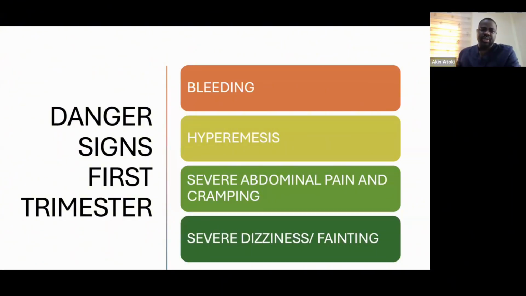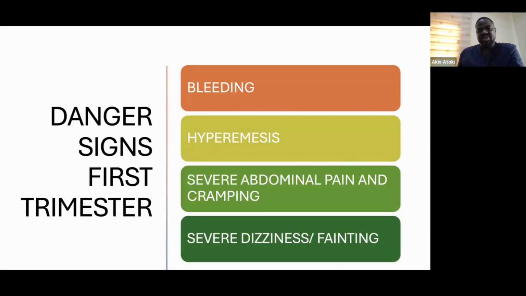It could be an ectopic pregnancy. Hyperemesis, excessive vomiting in pregnancy. Now, vomiting once or twice a day in early pregnancy, many times we regard as normal, but when a woman that is pregnant cannot tolerate any food at all, cannot tolerate any meal, then it's a danger sign.